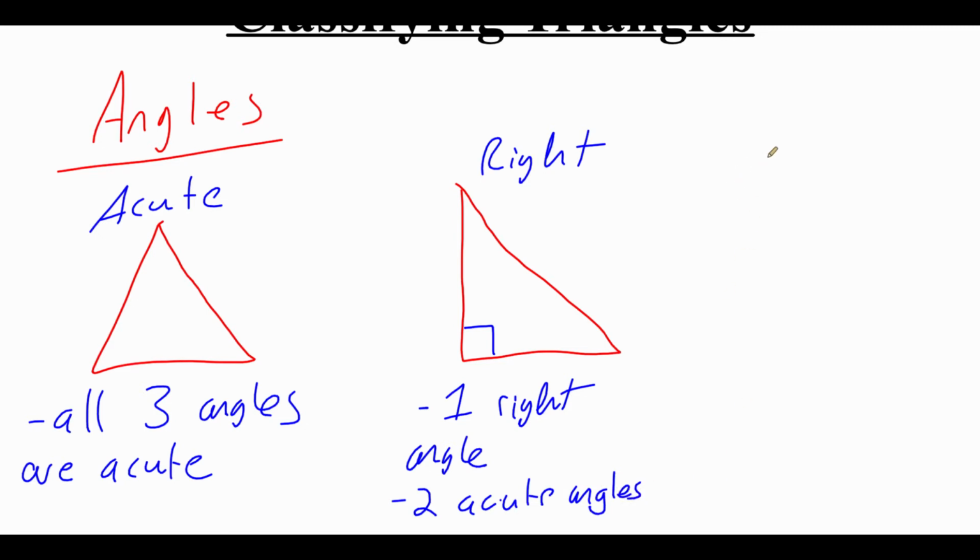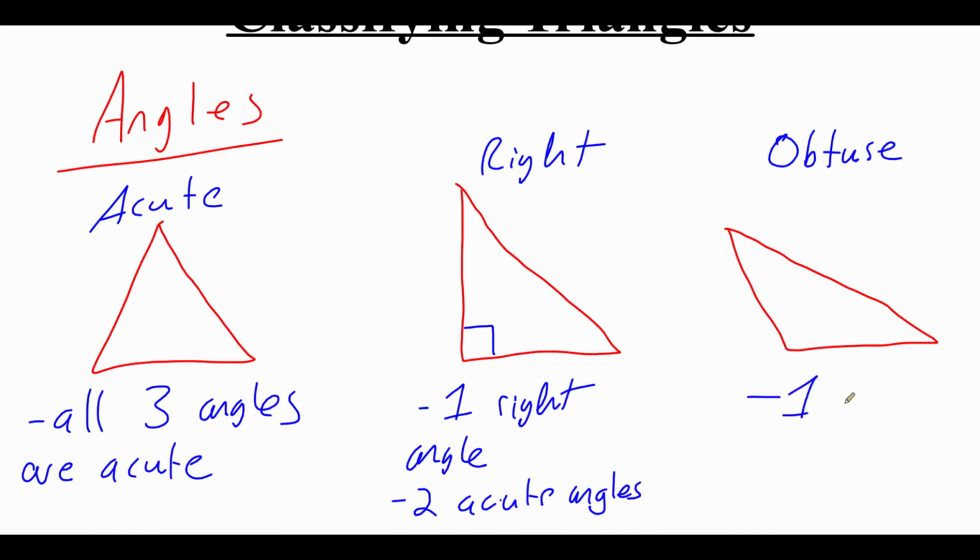And then the last type of triangle that we could have is an obtuse triangle. And in an obtuse triangle, you're going to have one angle in there that opens up past 90 degrees, one obtuse angle. And then along with that obtuse angle, you're going to have two acute angles. So those are the three angle classifications that we can give to a triangle.